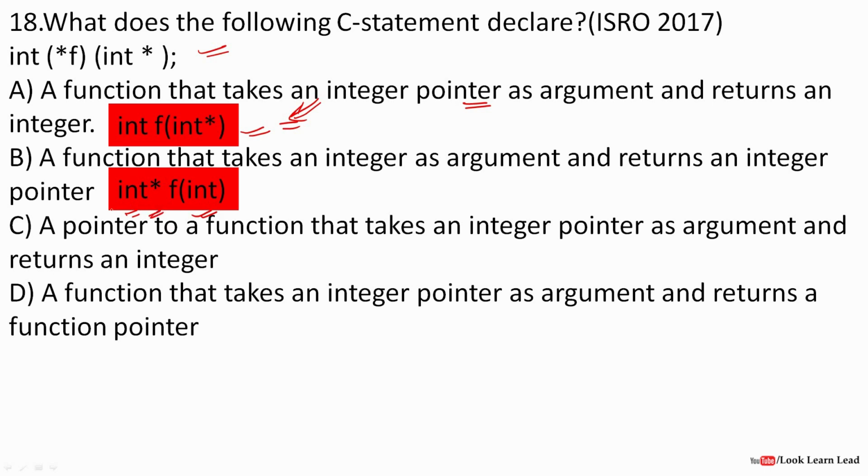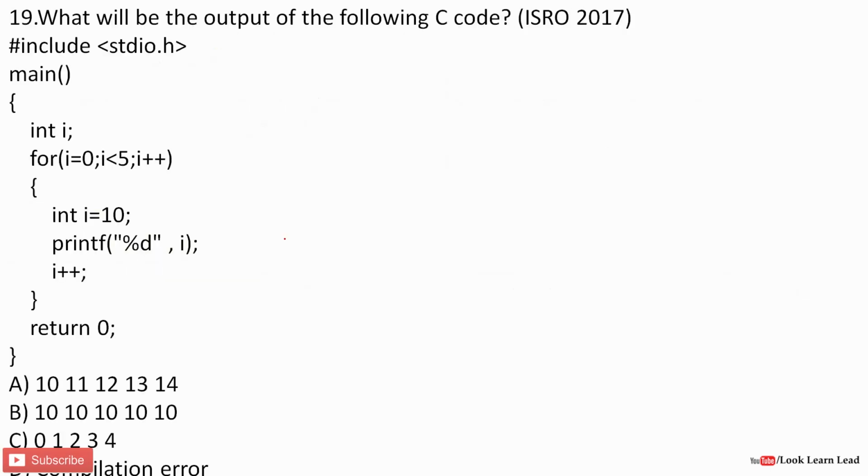Okay. Now, a pointer to a function. So we are pointing to a function that takes an integer pointer as an argument and returns an integer. So this is our answer. This is same as this. C is the answer. Okay, next question.